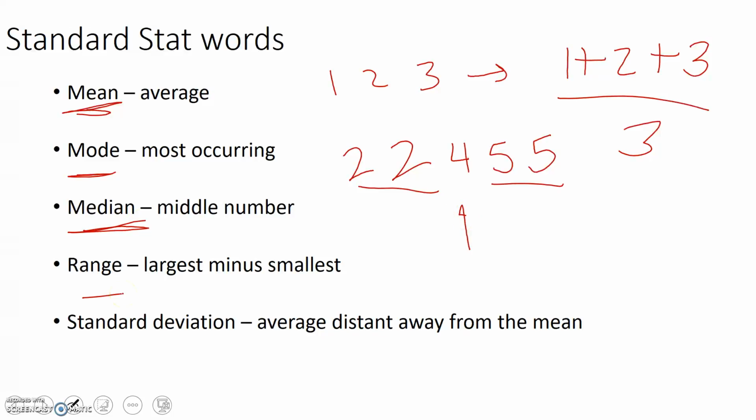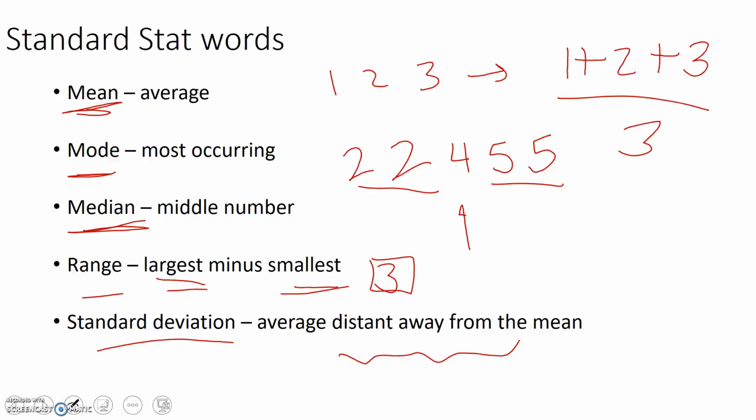Range is the biggest number minus the smallest number. So in this case up here, it'd be 5 minus 2, which would give you 3. So it's just largest minus smallest. Standard deviation is the average distance away from the median. And we'll see how to calculate this in the future. But it's not that hard to calculate, but it's one of those things you want to think about.